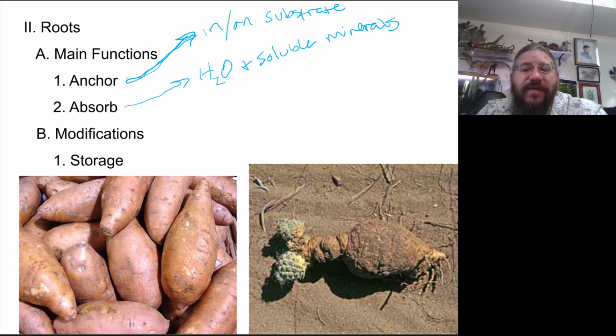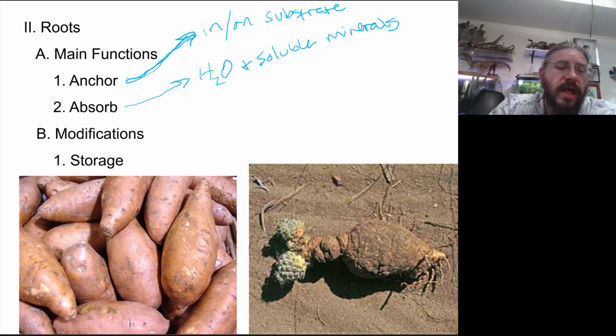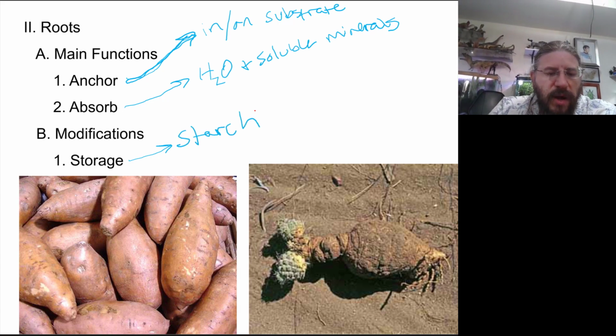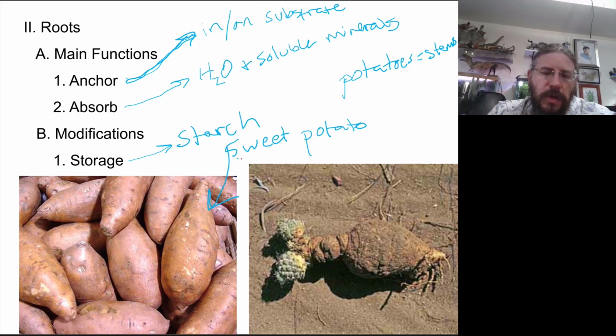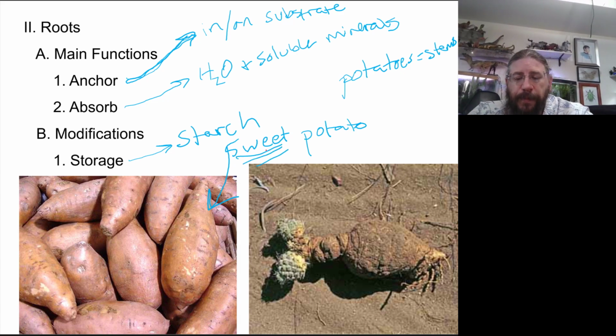Roots can have modified structures. We'll actually go into all sorts of modified structures, but one of the most common modifications of roots is storage of nutrients. So, starch storage. And what is this down here that's a modified root? That's right, a sweet potato. Not a normal potato. Potatoes are modified stems. Sweet potatoes are modified roots.